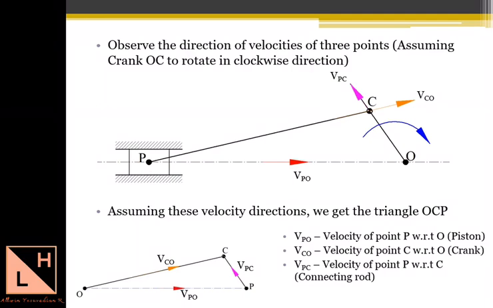Now we have 4 links which make up this slider crank mechanism, out of which the first link is a fixed one, which means that it is not going to possess any motion. If there is no motion given by that link, the velocity will obviously be 0 for that link. So the remaining 3 components in this slider crank mechanism are the crank, the connecting rod, and the slider. We have the velocities of these 3 components in the format of VPO, VCO, and VPC.